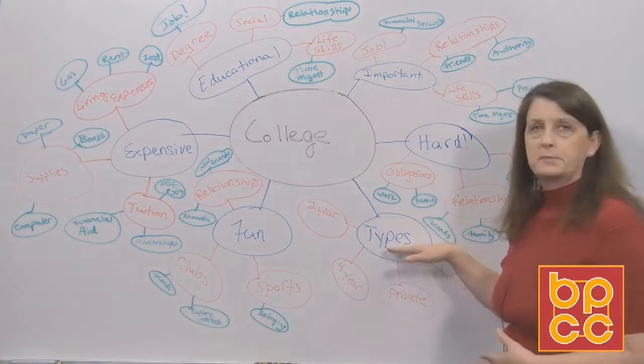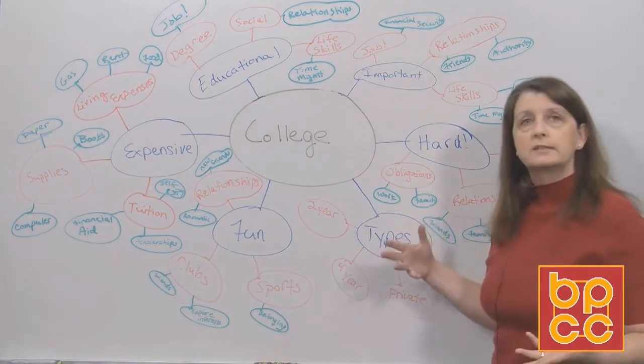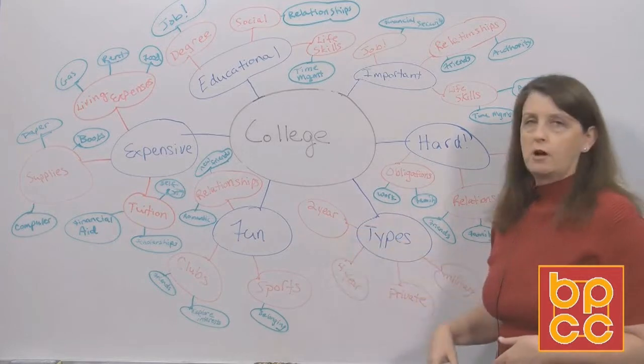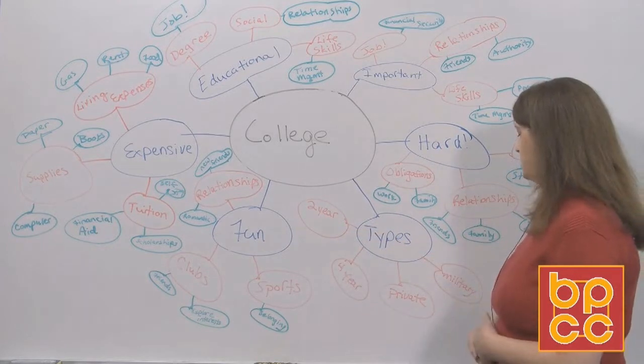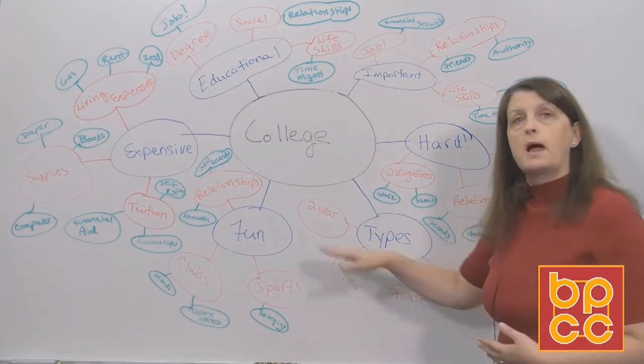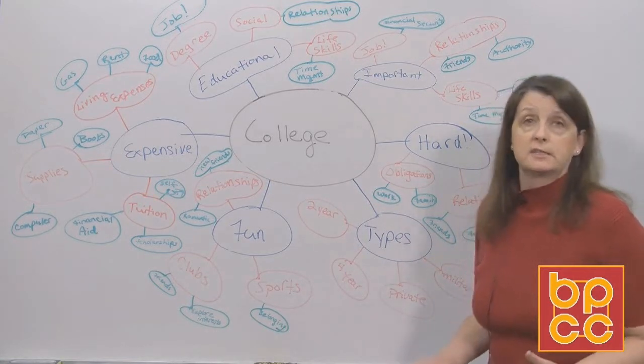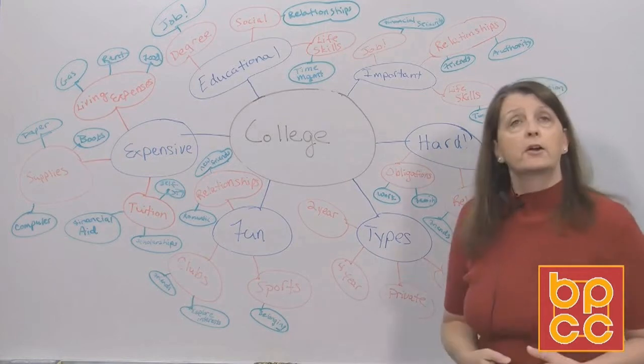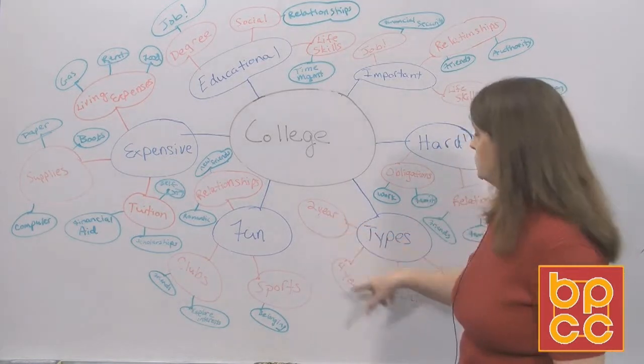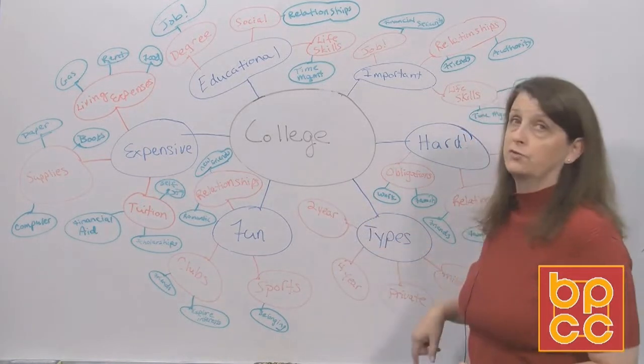We talked about types of college. That was one of the things that I put out here. Well, there are 2-year colleges, 4-year colleges, private colleges, military colleges. This might be an interesting topic for a paper. What are the similarities and differences? If you're asked to compare and contrast types of colleges, well, this is certainly going to be an important piece of the cluster for you.